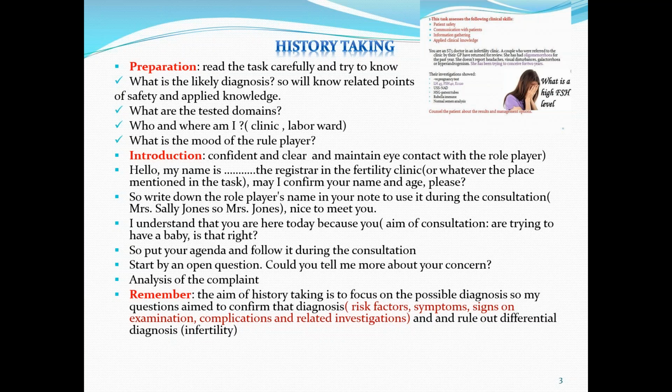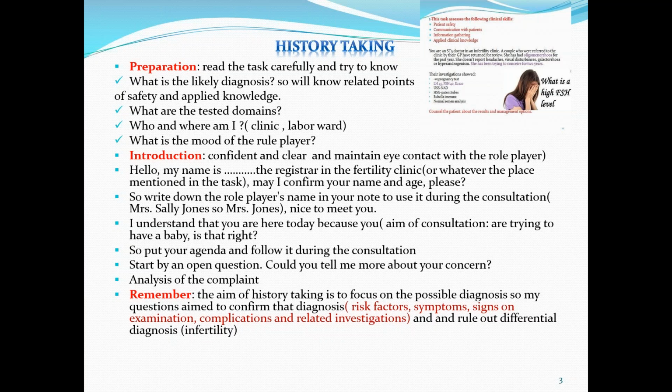Okay? So in the 2 minutes while preparing, make sure that you answer these questions. What is the diagnosis? What are the points of safety and knowledge? What domain is tested? Who and where am I? And what is the mood of the role player? After that, you will introduce yourself, be confident and clear, don't speak in a hurry, and maintain eye contact with the role player. Don't look at the examiner or the lay examiner. You only need to communicate with the role player in front of you.